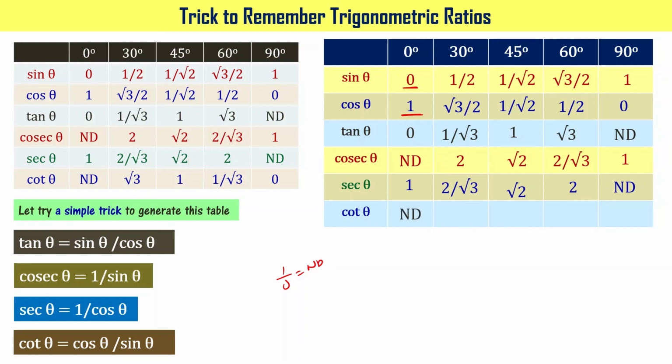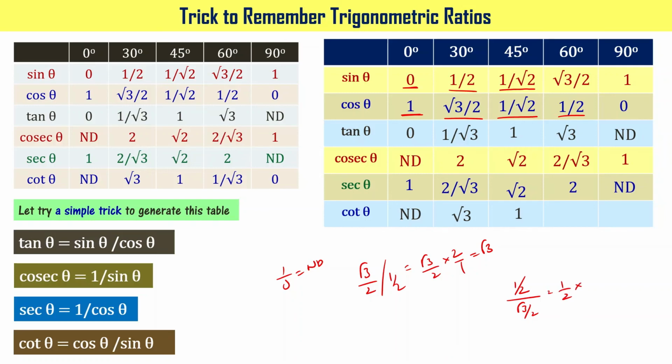Then when it comes to 30 degrees, it is root 3 by 2 divided by 1 by 2. Root 3 by 2 divided by 1 by 2 can be written as root 3 by 2 into 2 by 1. It is going to be equal to root 3. Let's write that. When it comes to 45 degrees, it is 1 by root 2 divided by 1 by root 2, that is equal to 1. When it comes to 60 degrees, it is 1 by 2 divided by root 3 by 2. That can be written as 1 by 2 into 2 by root 3. That is going to be 1 by root 3. Let's write that. When it comes to 90 degrees, it is 0 divided by 1. 0 divided by 1 is 0.